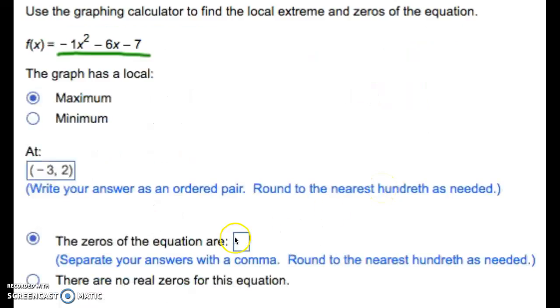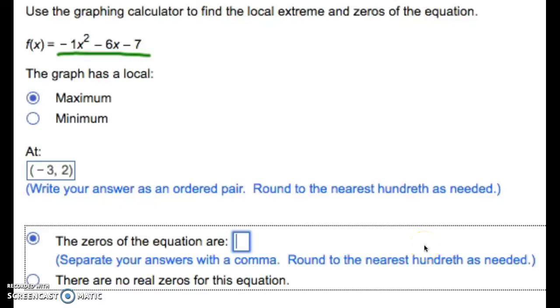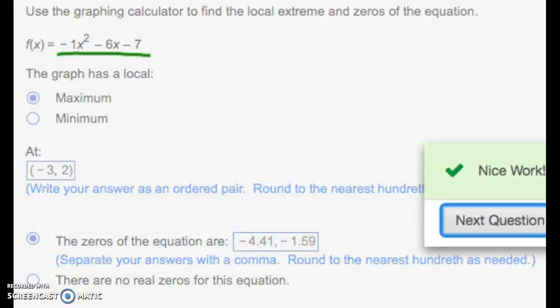Okay, so back on Math Excel, all it tells me is separate them with a comma. Again, I don't need to write the coordinate. So I have -4.41 as one of them, and it says just put a comma and type in your other one, -1.59, and that should be it. If I check it, it says nice work, so that's right. And that completes how you do each of the questions on a graphing calculator.